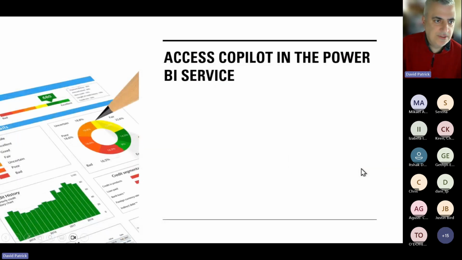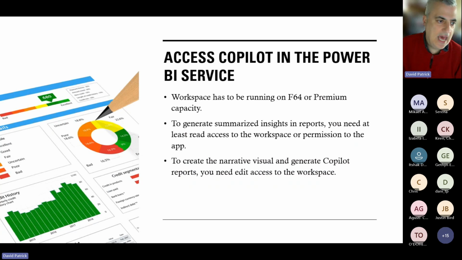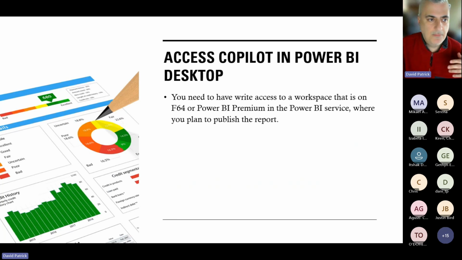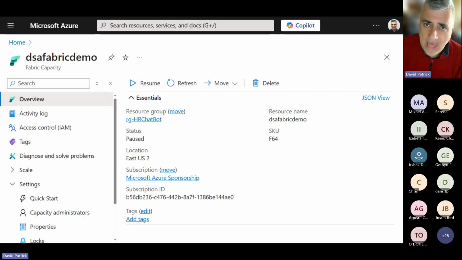So all this boils down to, what do I need? You've got to have an F64 or premium capacity. That's what's required to generate the summarized insights, to do the whole Copilot, help me create narrative visuals and generate reports and add pages and all that good stuff. Same thing for Desktop. It's got to be against an F64 workspace. So what does that look like? That is going into Azure and provisioning a Fabric resource, right?